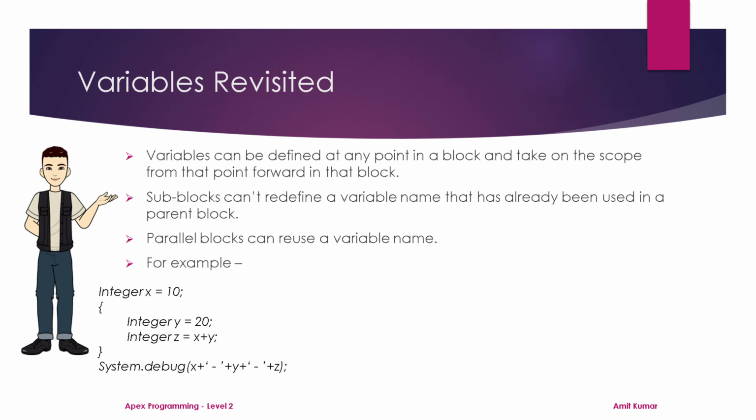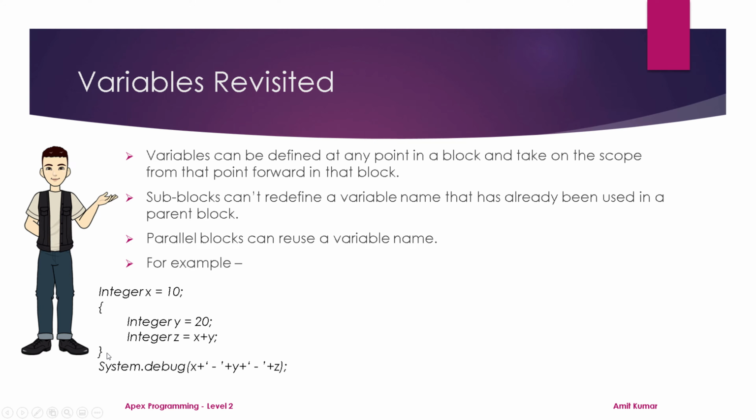For example, here you can see there is an integer variable x declared outside this block and assigned the value 10. And inside this block, we have declared a variable y with the value 20. Here we can certainly use x and y, because inside this block y is declared and x is already declared in the parent block of it. So any variable declared in the parent block can be used in the sub-block. Any variable declared in the sub-block can be used inside the sub-block only.